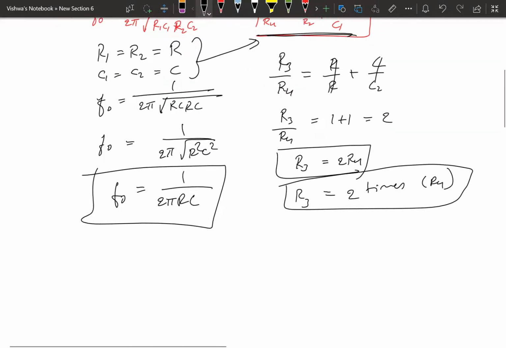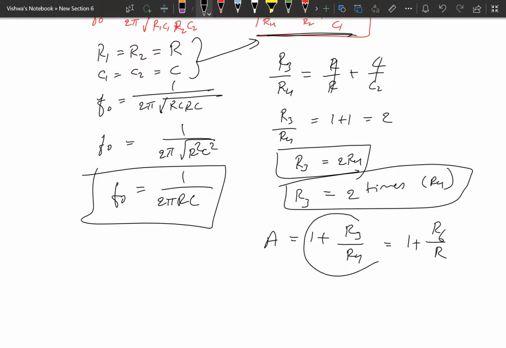And what is the gain? The gain of this circuit, it is in non-inverting mode. For that the gain should be equal to 1 plus R3 by R4, or in other words we can say that is 1 plus RF divided by R. So using these conventions we are solving this problem. For that A equal to 1 plus, what is R3 by R4? It is 2, so the gain is 3.